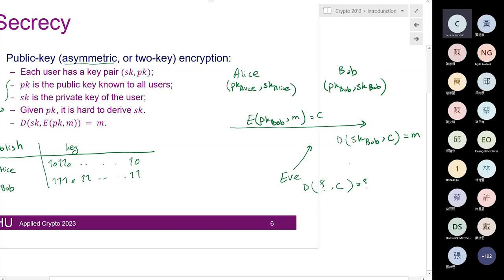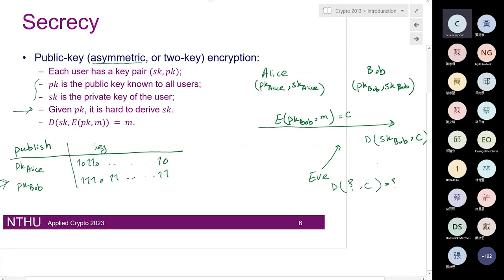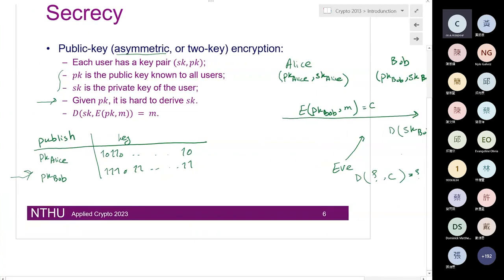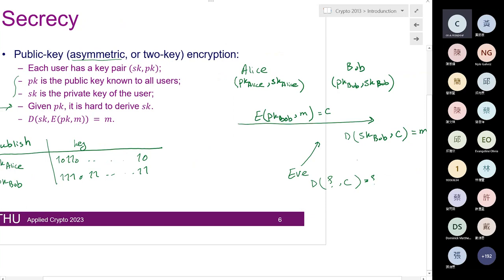But Eve cannot do that because of many reasons. One, Eve doesn't know the secret key of Bob, and Eve, by just knowing the public key of Bob, we said it is hard to derive the secret key. So Eve wouldn't be able to decrypt this message. So again, Alice successfully achieved her goal to send a private message to Bob.